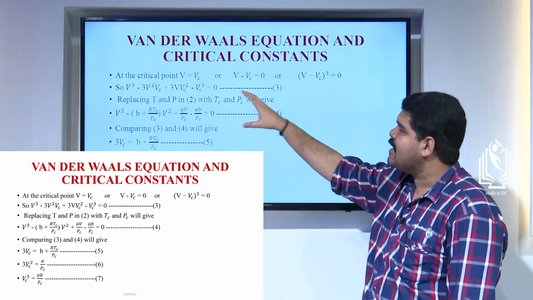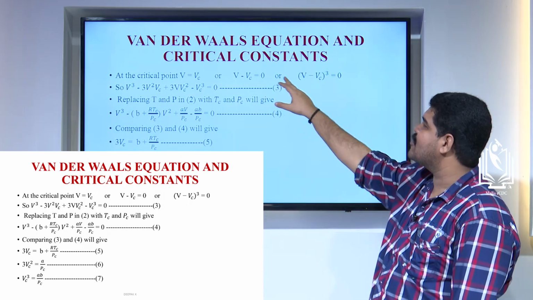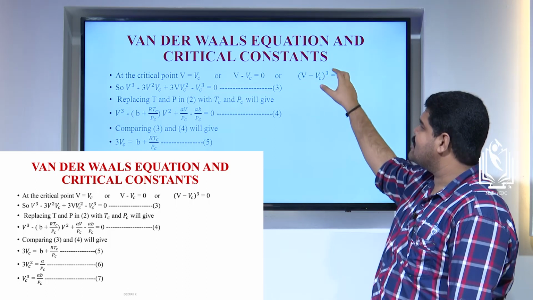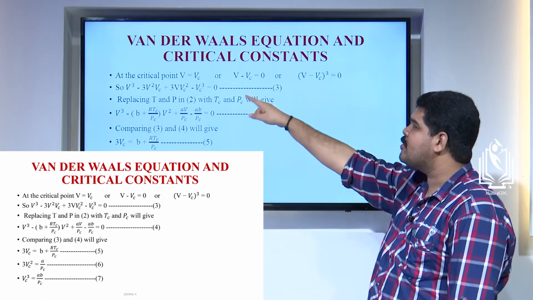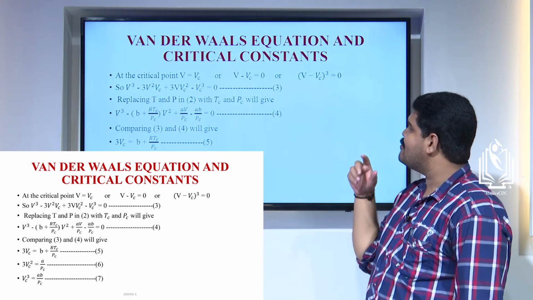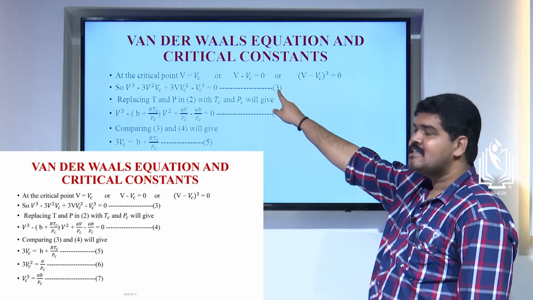So, volume will be critical volume, or you can write V minus Vc is equal to 0 or V minus Vc the whole cube is equal to 0. On expanding this according to A minus B the whole cube, you can have V cube minus 3V square Vc plus 3V Vc square minus Vc cube is equal to 0, and that is equation 3.